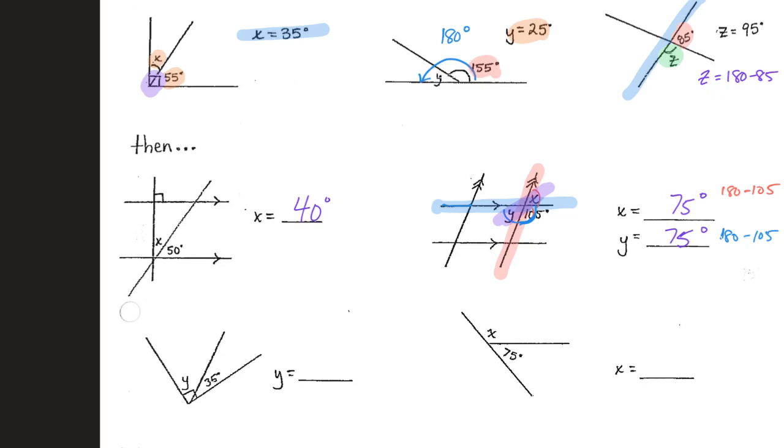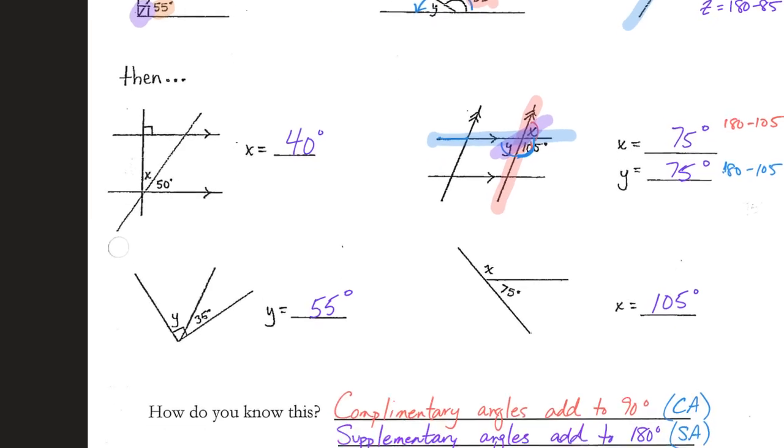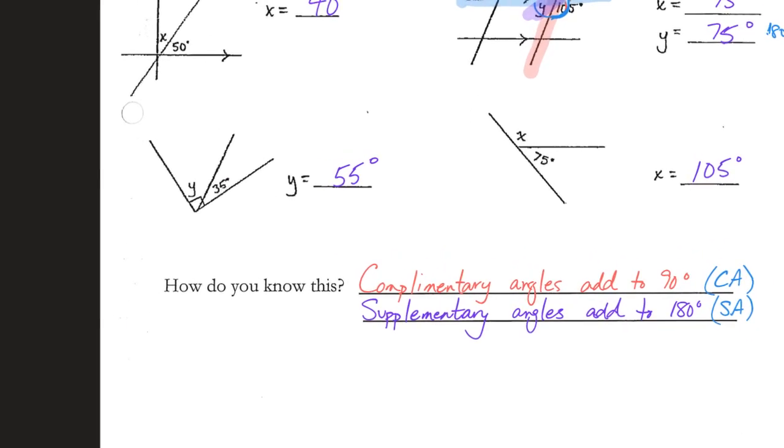Okay, we take a look at that third diagram. Now in our third diagram, we should have got that y is 55 degrees. And in the last one, we should have got 105 degrees for x. Okay, if we've got that, then it's just time to get down some formal statements. Okay, what do we know?